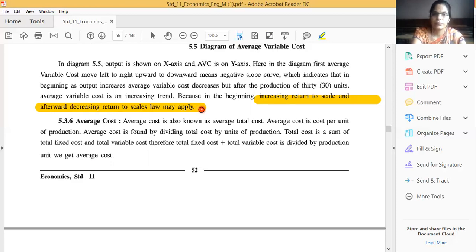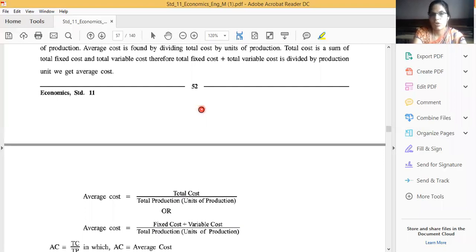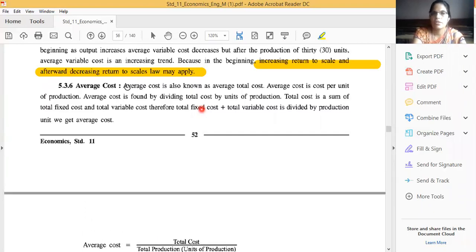Next one is average cost. What do we mean by average cost? Average cost is also known as average total cost. It is the cost per unit of production. Average cost is found by dividing the total cost by the total production units. Total cost is the sum of total fixed cost plus total variable cost. TC equals TFC plus TVC, correct? So total fixed cost plus total variable cost is divided by the production units.